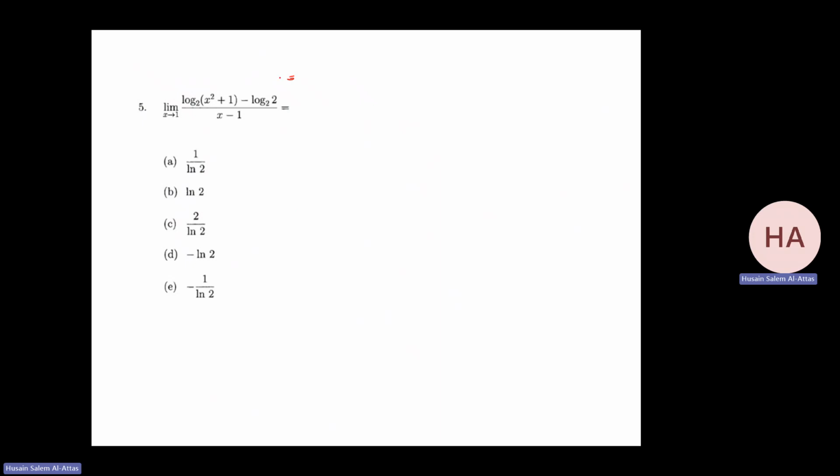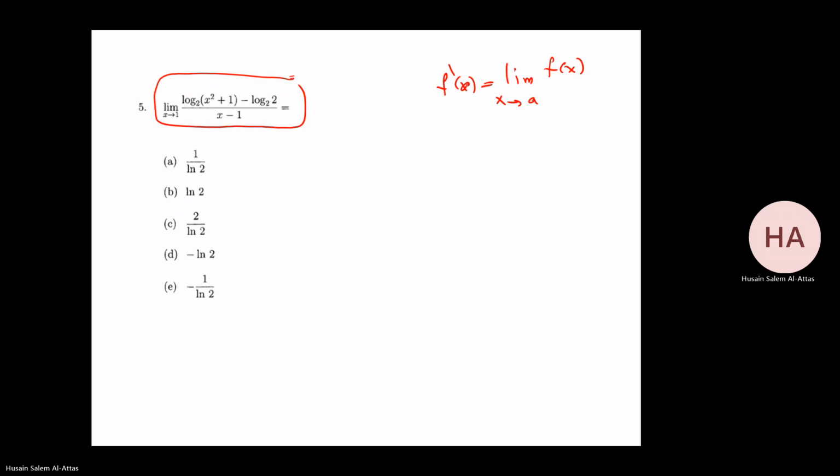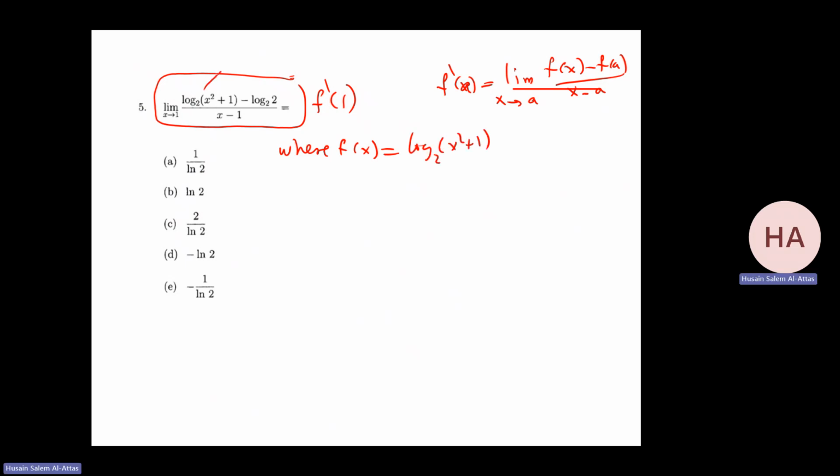Look at this. This reminds us of the definition of the derivative: limit as x goes to a of f of x minus f of a over x minus a. So this is f prime at 1, where f of x is log 2 of x squared plus 1. This is f of x at 1, I have log 2, which is f of 1.